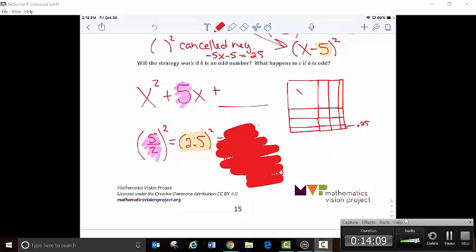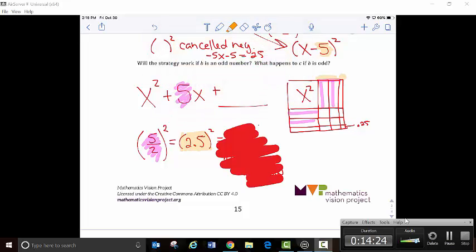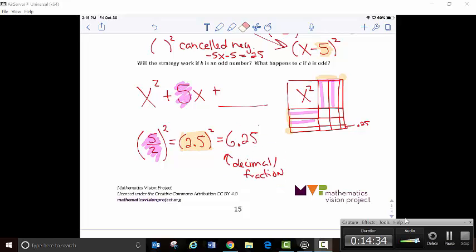So we have our x squared, and then we have our x's. We had 5 x's, but we cut them in half, right? So that's 2.5, 2.5, 2.5. And then we squared it. Well, 2.5 times 2.5, if you put that in your calculator, you will get 6.25. So it worked. We finished the equation. What happens to c if b is odd? Well, then c is a decimal or fraction.